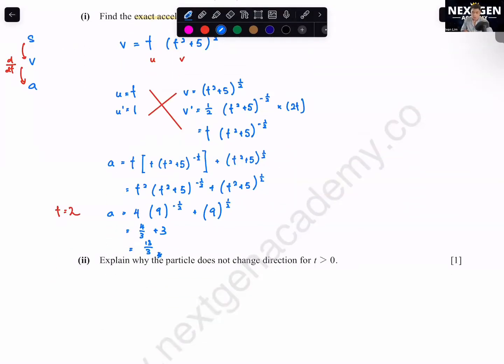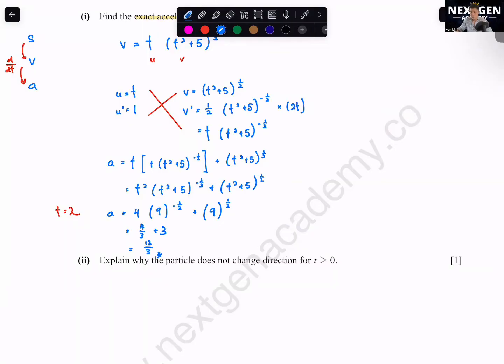Okay, next one. Question 2. Explain why the particle does not change direction for t more than 0. This type of question has come up many times already. What is the reason the particle does not change direction? When does it change direction? We first have to ask that question. How do we know that the particle changes direction?